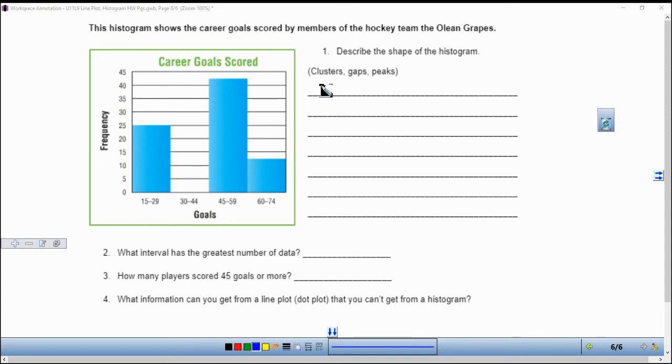So, clusters. I would say that there's a cluster. I'm going to highlight it, even though it's already right here. There's the cluster. There's a lot of data between 45 and 59. Cluster from 45 to 59.